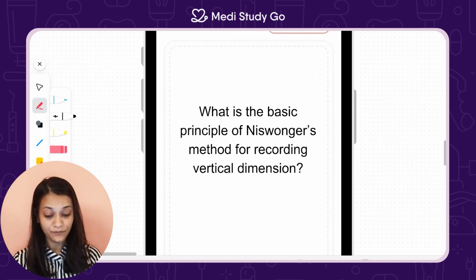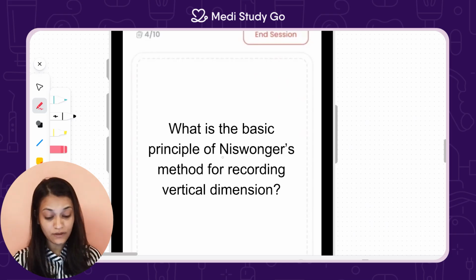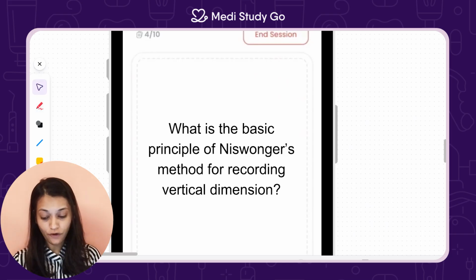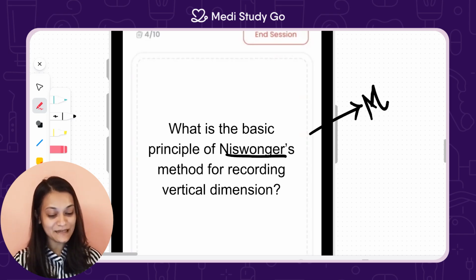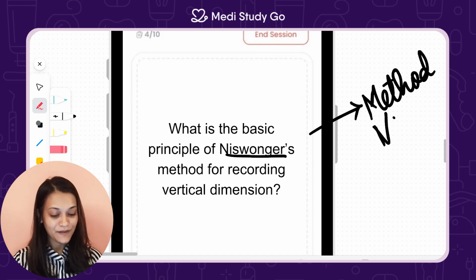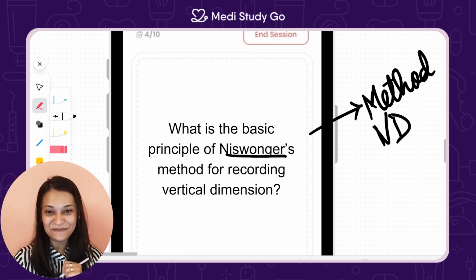At the same time, what is the basic principle of Niswonger's method of recording vertical dimension? This again will be discussed when we are discussing methods to record vertical dimension, and you need to continue watching.